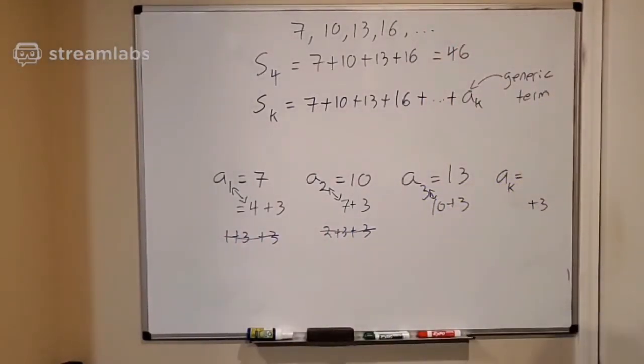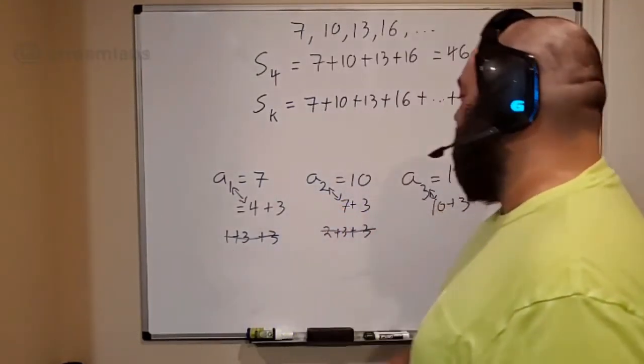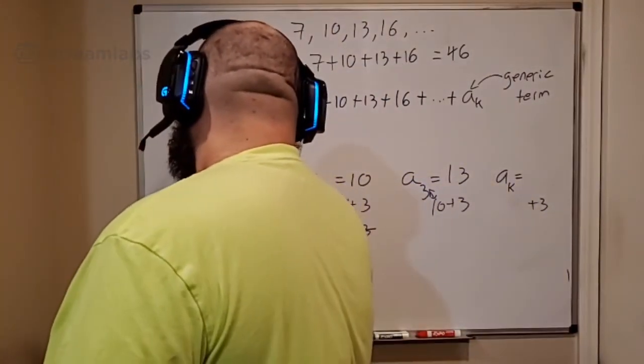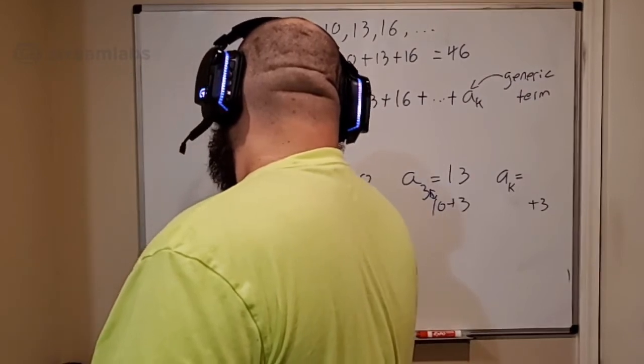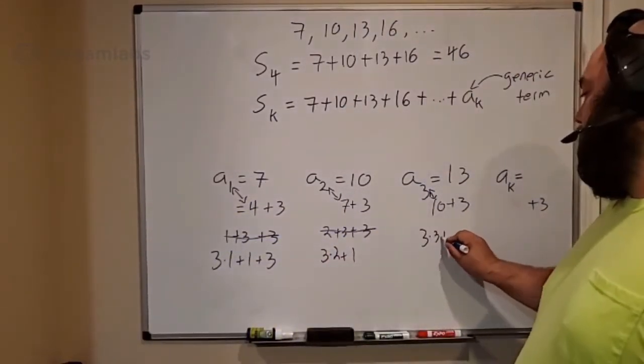So how else can I get from 1 to 4? Multiply by 4. That's not going to work, because 2 times 4 is not 7. So this one is slightly more difficult, and I'll go ahead and give this one to you. It's actually 3 times 1 plus 1, 3 times 2 plus 1, 3 times 3 plus 1, 3 times k plus 1, plus 3.